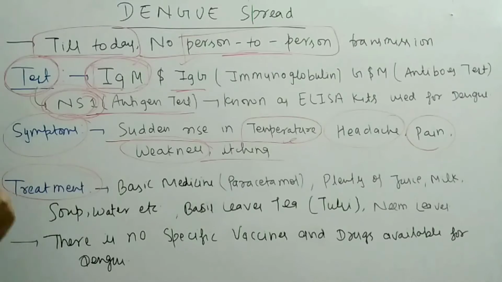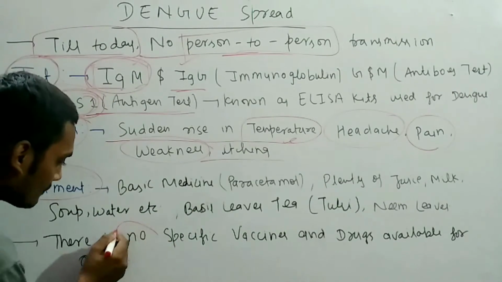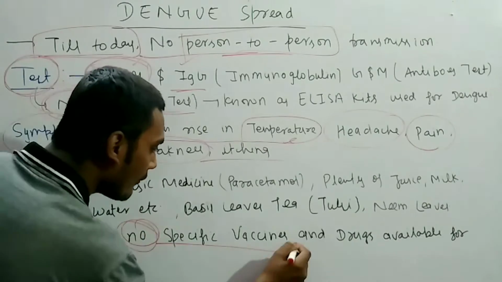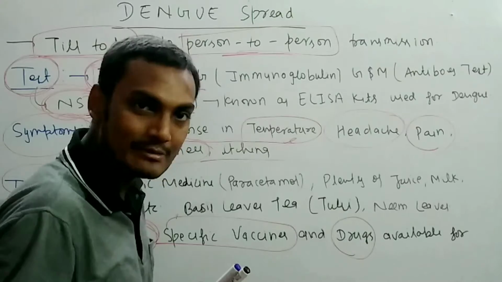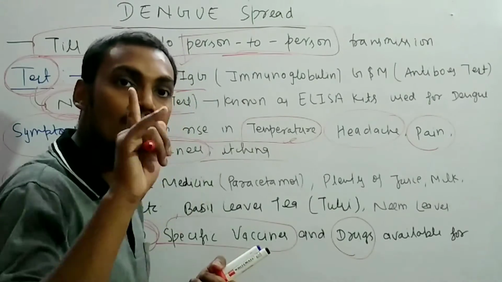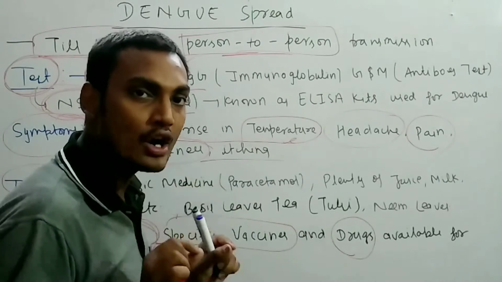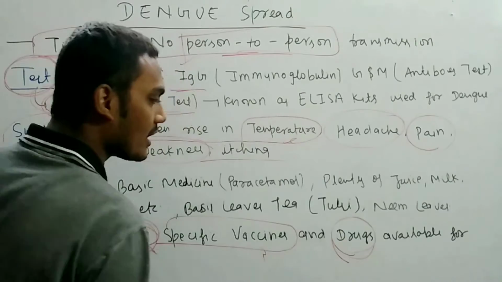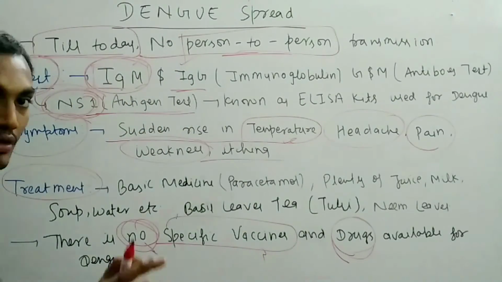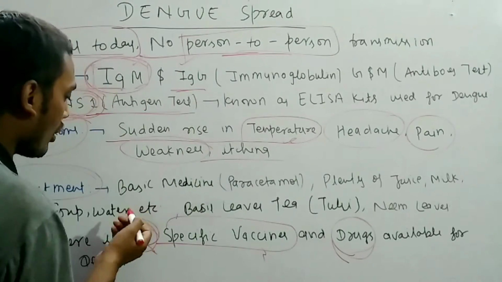If we talk about the treatment, there are two important points you need to remember. There is no specific vaccine and no specific drug. I am talking about no specific vaccine and no specific drug being available for the treatment of dengue. This is a very important and key point. So obviously there are ways to handle it and to cure the disease.